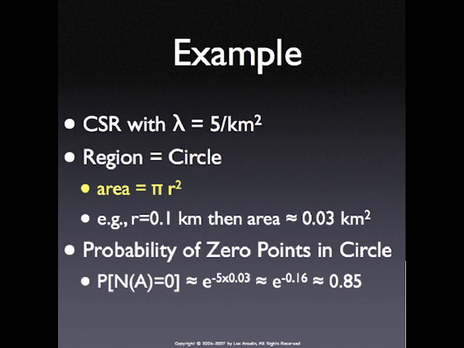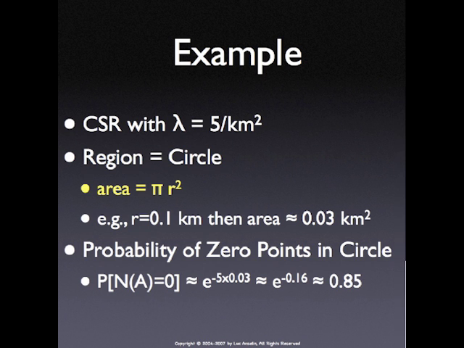And then we need to remember how you compute the area of a circle. You check out some high school books and you find it's pi r squared, right? R is the radius of the circle. So if we have, for example, a tenth of a kilometer, 0.1 kilometer, we stick that into this equation and we get an area of about 0.03.